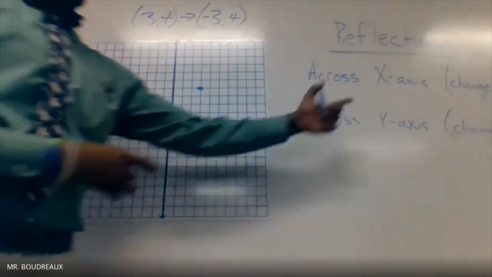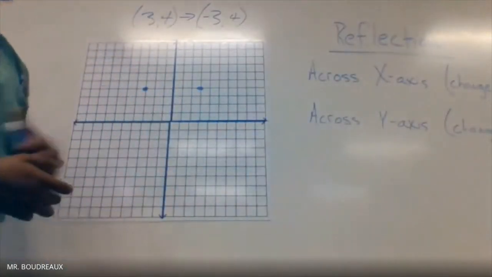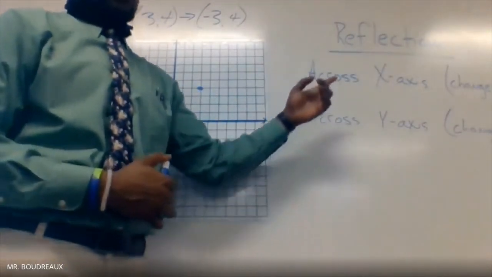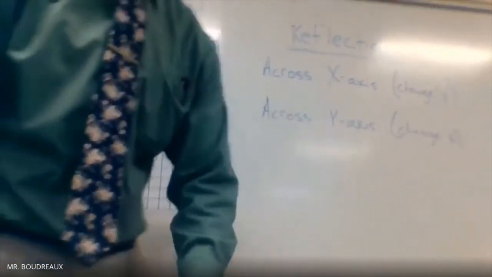So if you learn the rules, then you know how to apply them on the graph paper. For across the x, change the y. Across the y, change the x.